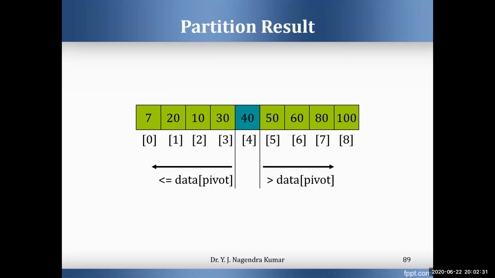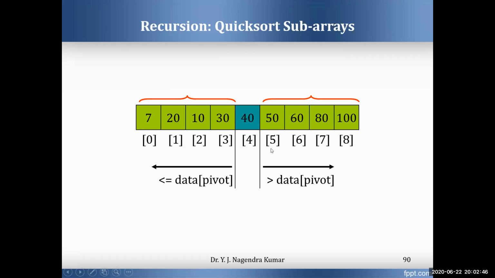Now you have to apply this quicksort algorithm on the first subarray, and again you have to apply the same technique on the right subarray. Okay, using recursion again.